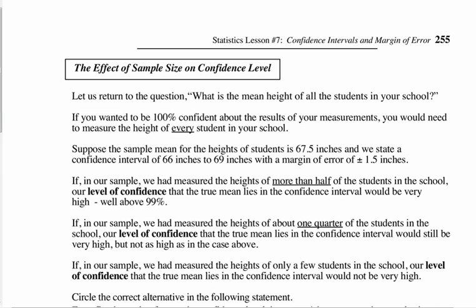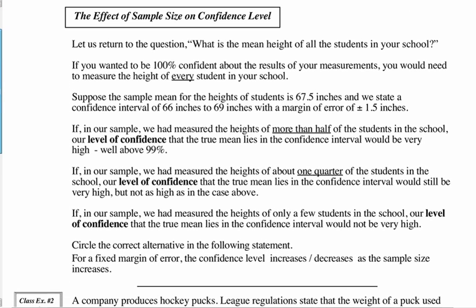So the effect of sample size on confidence level. Instead of just going through all of this, what's really just a quick review, our confidence level, right, is that 19 times over 20. So if in our sample we've measured the heights of more than half the students in the school, our level of confidence that the true mean lies within our interval would be well above 99%. Usually we can't sample more than 50%, especially if we want to sample like the whole world. I mean, have our population as a whole world.